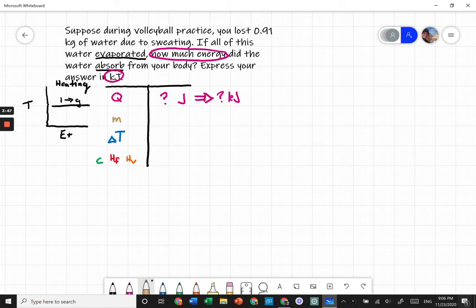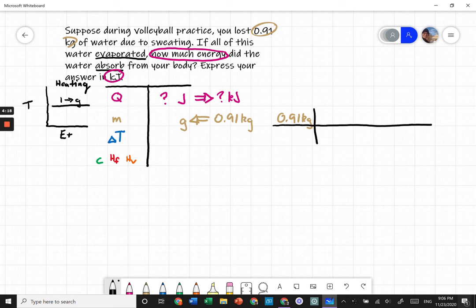Next thing is going to be the mass. Mass is typically in grams, so suppose that in volleyball practice you lost 0.91 kilograms. Our unit's typically going to be in grams, so we're going to need to take 0.91 kilograms and get it to grams. Actually, let's do that right now while we're thinking of it. We can start off with our 0.91 kilograms, put it on the top of our ladder, and we're going to try to get to grams in our ladder at the very end. But we need to figure out how we get there.